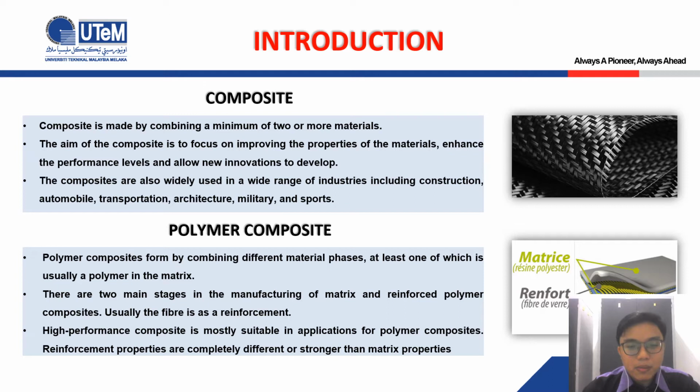Secondly, polymer composite. Polymer composite is formed by combining different material phases, at least one of which is usually a polymer in the matrix. There are two main stages in the manufacturing of matrix and reinforced polymer composites. Usually, the fiber is the reinforcement. High-performance composite is mostly suitable for applications of polymer composites. Reinforcement properties are completely different or stronger than matrix properties.